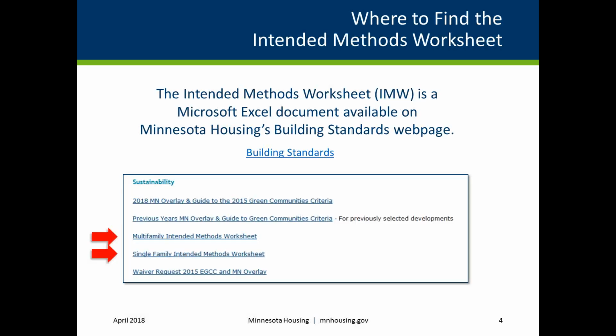You can find the Intended Methods worksheet on Minnesota Housing's Building Standards webpage at www.mnhousing.gov. Click Multifamily Rental Partners, which can be found on the right side of the screen. Click the Building Standards section, which can be found under the Apply for Funding tab. Once on the Building Standards page, scroll down to the Sustainability section, where you will see two versions of the Intended Methods worksheet. One version is the multifamily version, another version is a single-family version.